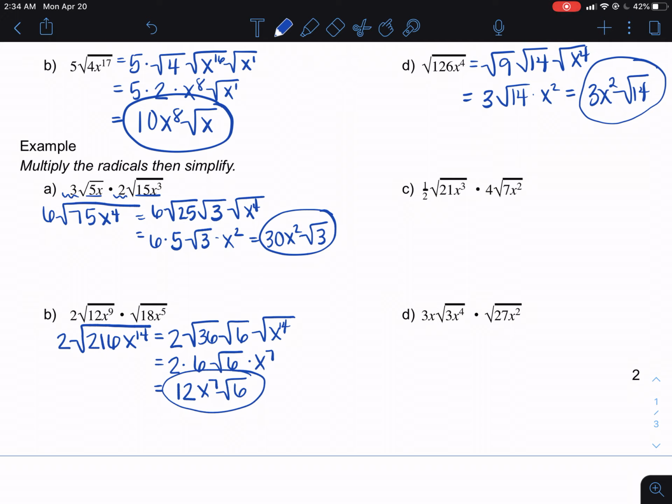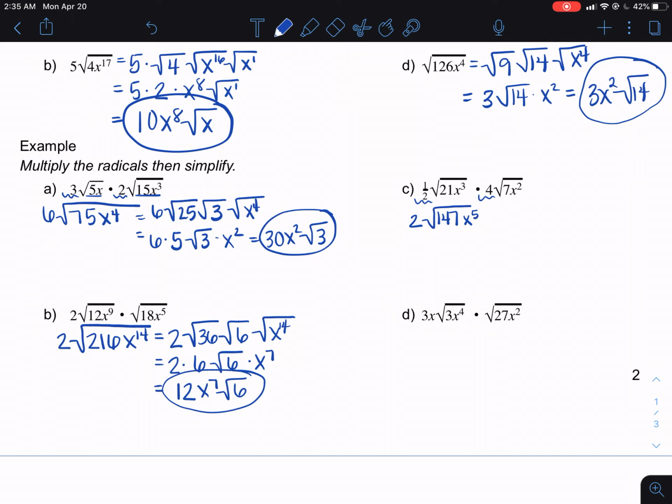All right, looking at C, we have 1/2 times the square root of 21x cubed times 4 times the square root of 7x squared. 1/2 times 4 is 2. And then this 21 times 7 gives us 147. And then x cubed times x squared is x to the 5th.